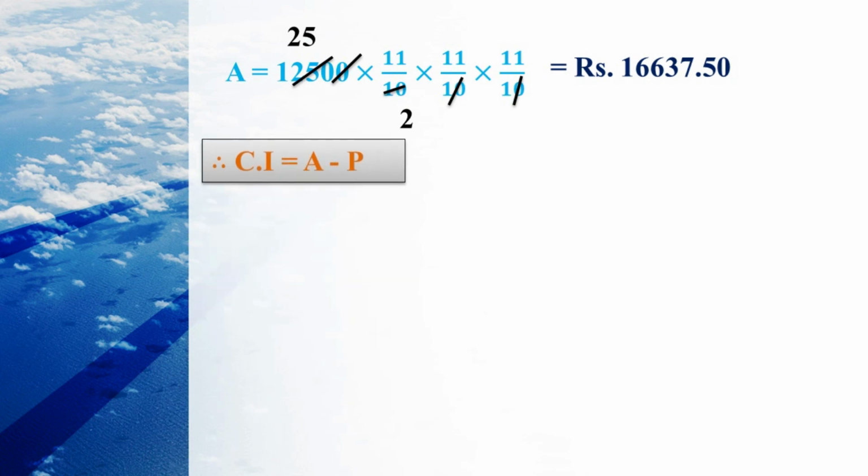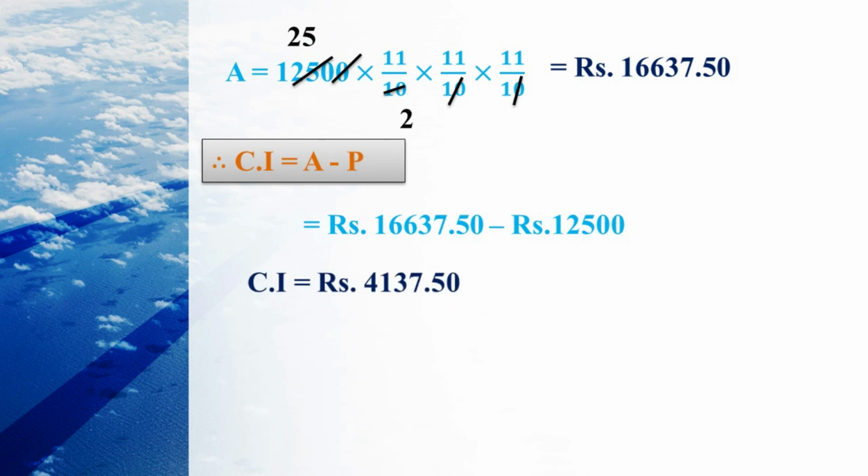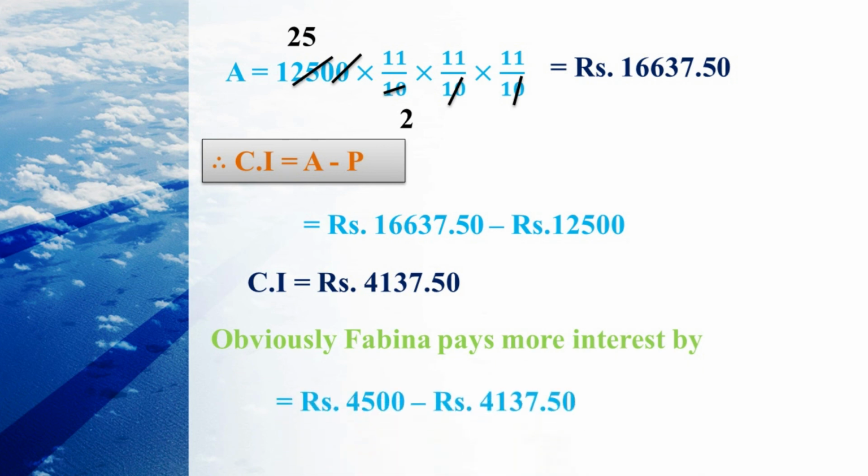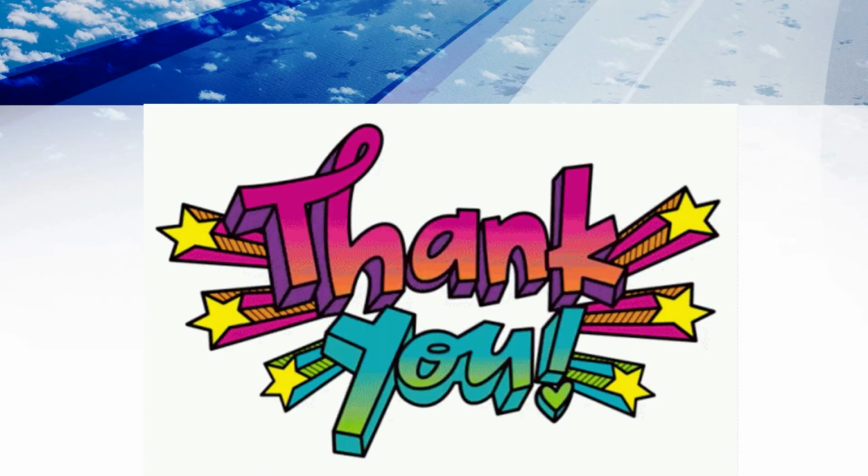16,637.50. Therefore, compound interest is equal to amount minus principal. Amount is rupees 16,637.50 and principal is rupees 12,500. The compound interest is rupees 4,137.50. Obviously, Febina pays more interest by rupees 4,500 minus rupees 4,137.50, we will get rupees 362.50. Thank you, children.